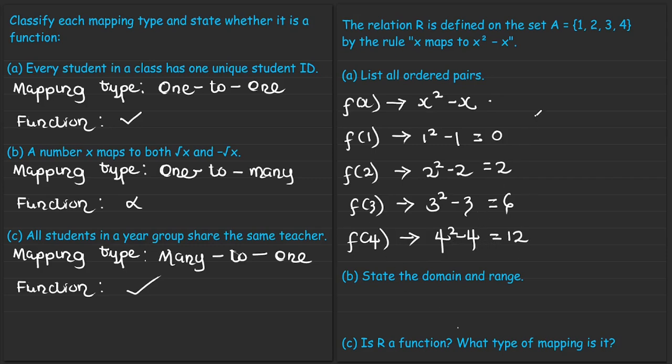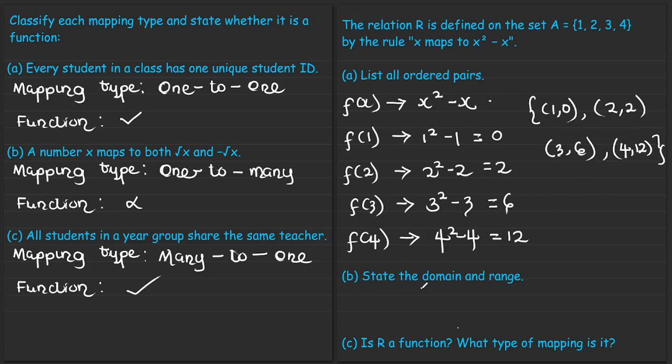So writing these as ordered pairs, then we have 1 with what? 0. So 1 gave us a 0, followed by 2 pairs up with 2. So 2, 2, followed by what? 3 with 6. So 3 comma 6. Then the last one 4 and then 12. So we have 4, 12. Then we close our curly bracket. So this is our ordered pair.